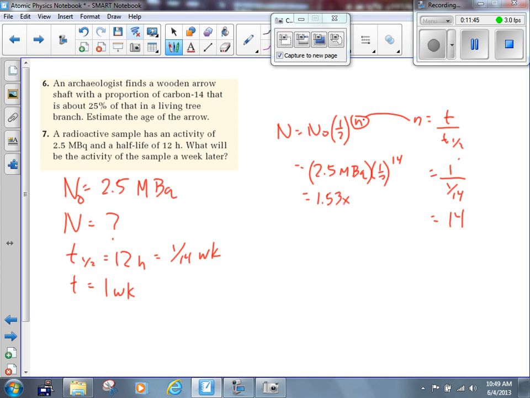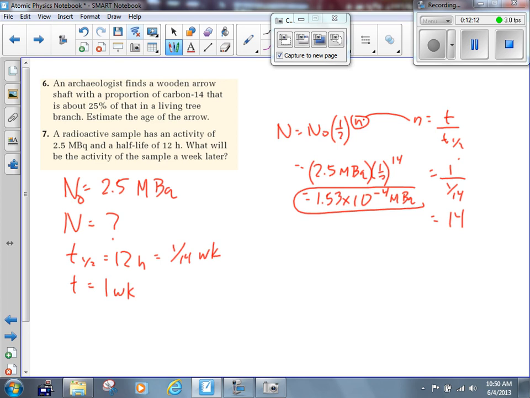1.53 times 10 to the minus 4. Anybody else get that? Now, that's a really small number compared to the 2.5, right? But it seems reasonable to me. Yeah, I don't know if it's right. I trust you because a few people say that it is. But it seems reasonable to me because, look, it's 14 half-lives. That's a lot of half-lives. That's a lot of dividing by 2.